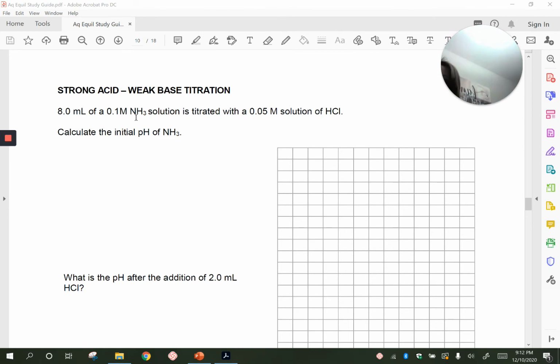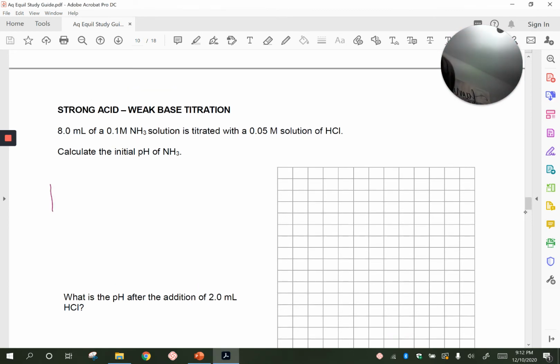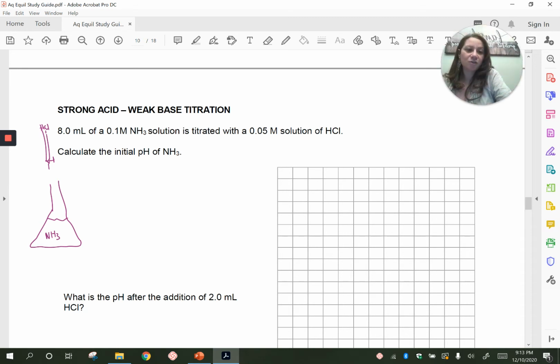So here we have our ammonia, and then in the burette we have our HCl. So we're going to have kind of an inverse of an S, more like a Z curve as opposed to an S curve.